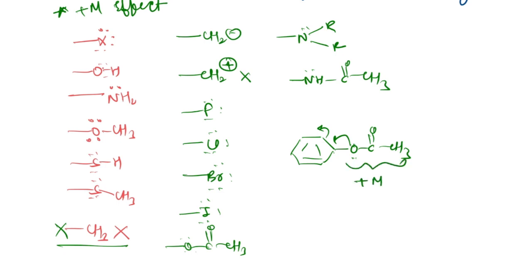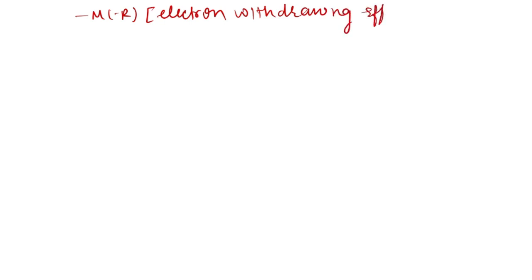Now what about the second effect, that is minus M effect? Minus M or minus R, or we can call it an electron withdrawing effect. It has a tendency to withdraw the electron, so it is an electron withdrawing group effect. When we have a bond like X double bond Y directly connected with the phenyl ring, when the electronegativity of Y is greater than X, in that case there will be a minus M effect, or we have an X which has an empty orbital, then it has a tendency to pull the electron.